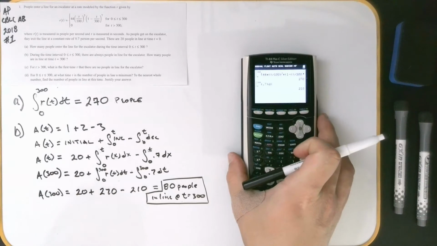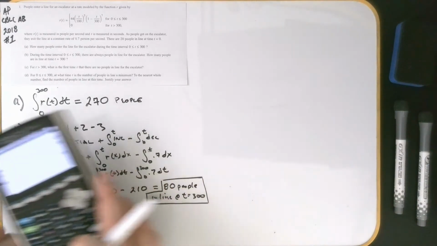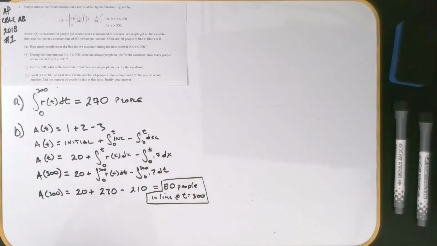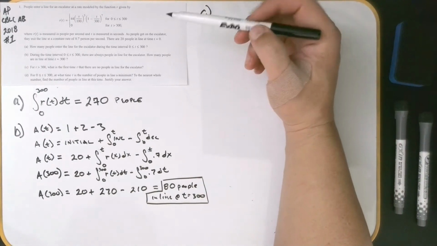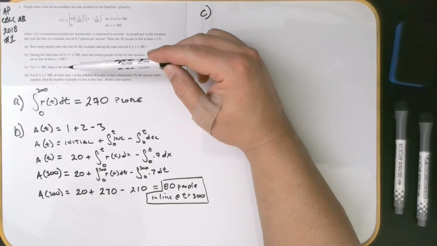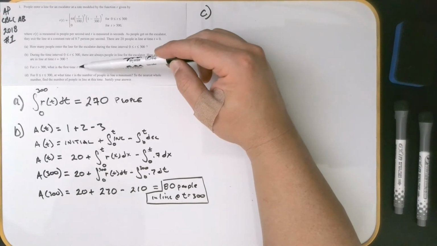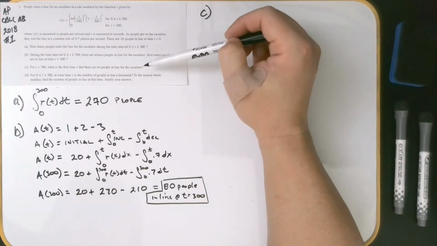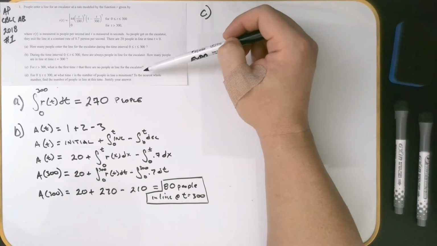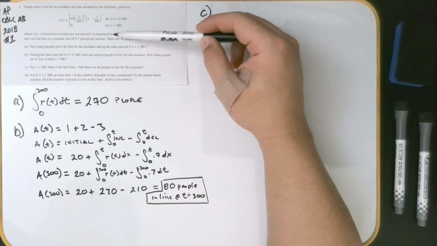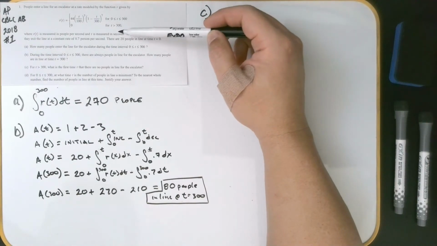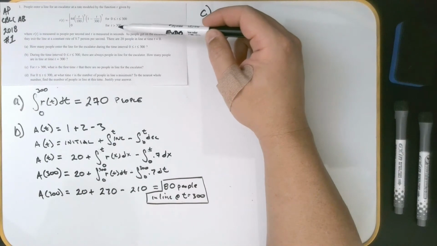Okay? Now, time for part C. All right, and let's get this out of the way. And let's see what we can put up here. So part C says, when the time is greater than 300, what is the first time that there are no people in line for the escalator? Well, what's kind of strange here is once you get over 300, there is no more increase. You're just going to have to deal with, there's no more increasing, it's however many people were in line.